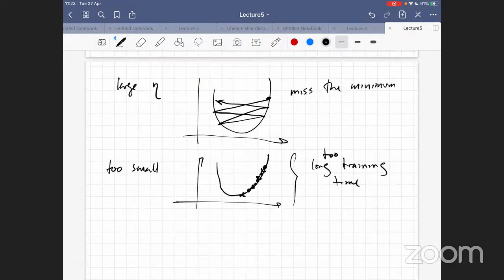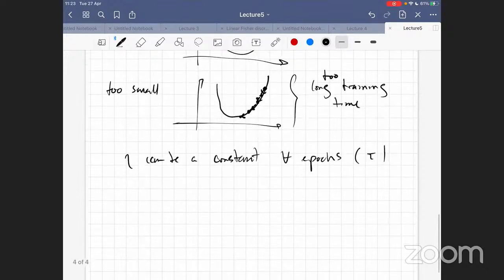The value of the learning rate, and so the most simple form of a learning rate, eta, can be a constant for all epochs, for all tau, let's say.